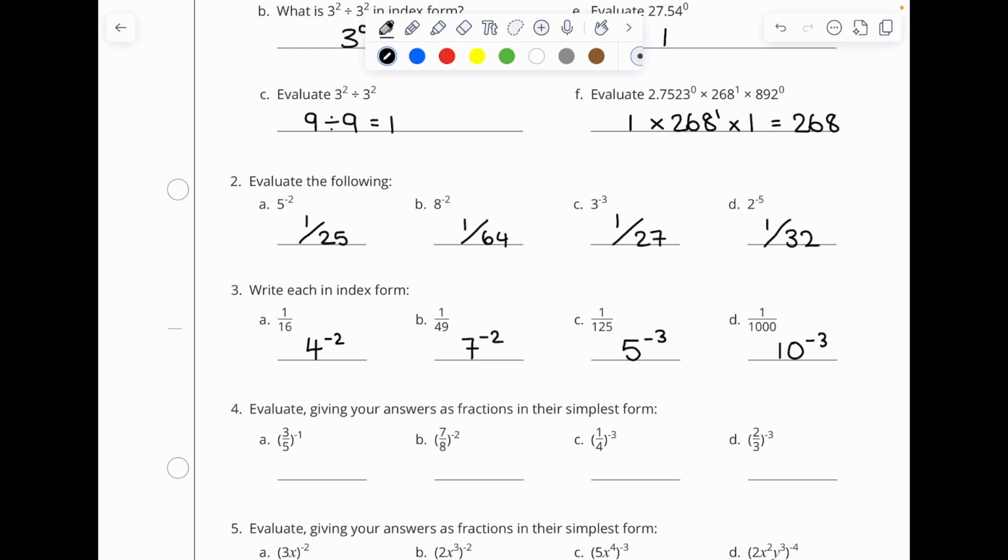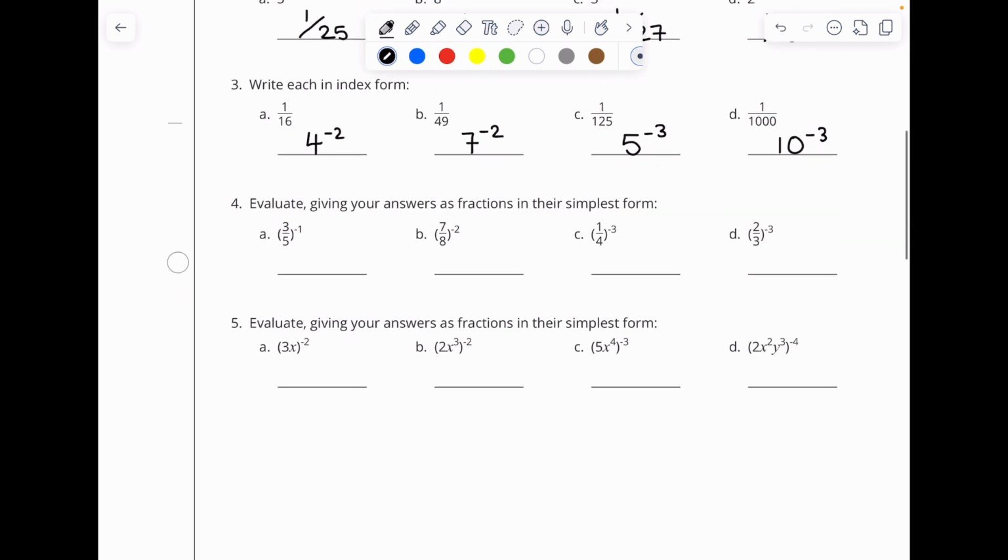Moving on to question 4, we can use these negative powers to find our reciprocals with fractions as well. So to the power of negative 1 just finds the reciprocal of that fraction, so that's 5/3. So for part B, to the negative 2 means that we need to flip it, but we also need to square it. So this becomes 8 over 7 squared, which is 64 over 49.